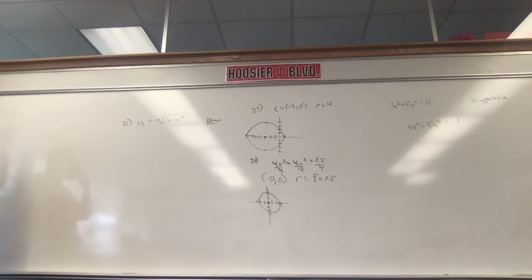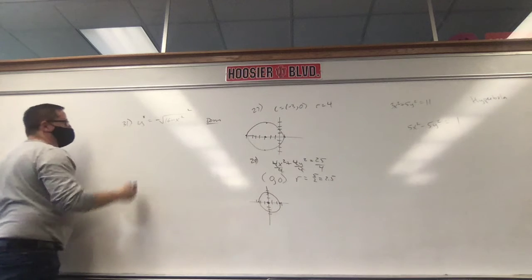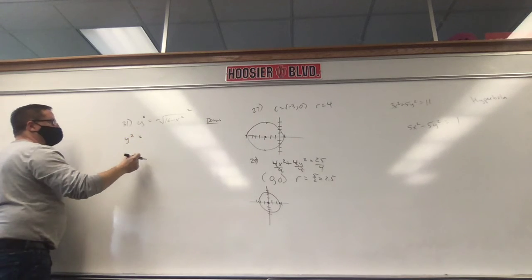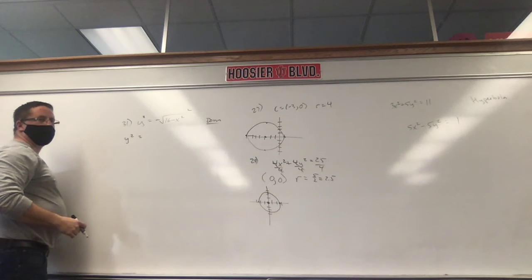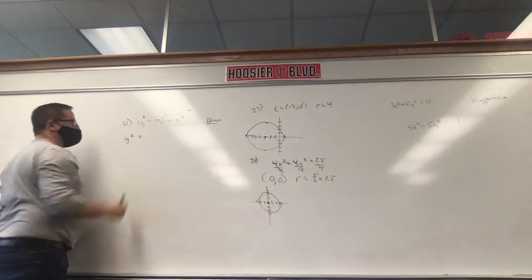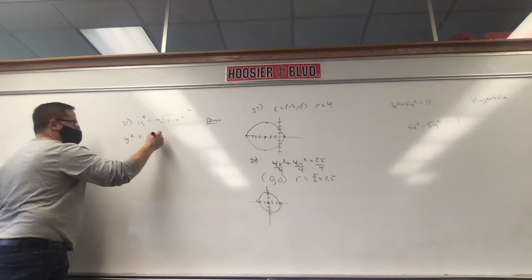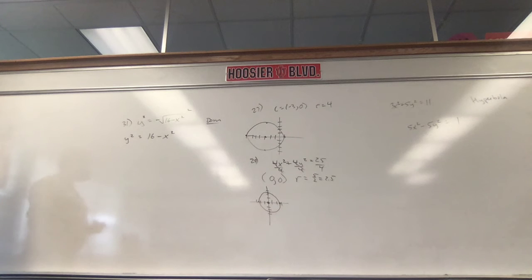Now, how we can tell it's a circle is this. Square both sides, a half a circle. Square both sides, square this side, square this side. So we have Y squared equals, what's a negative squared? Positive. And these cancel out, so what's over here? 16 minus x squared. Do one more thing. Plus x squared.